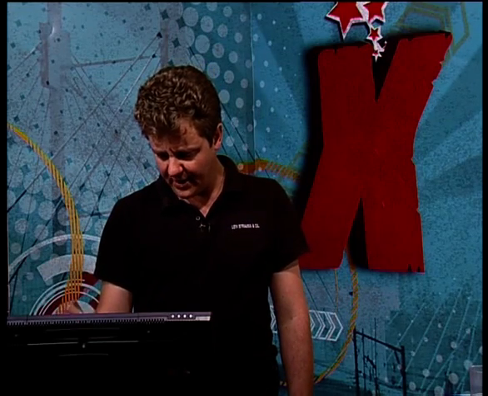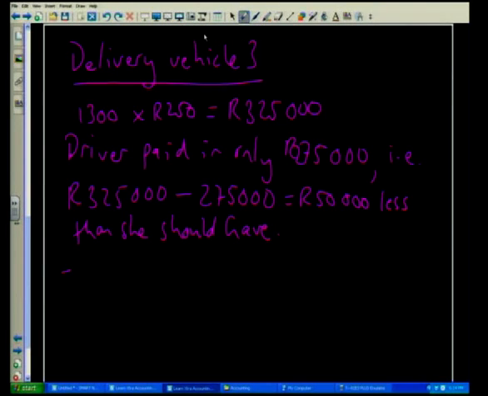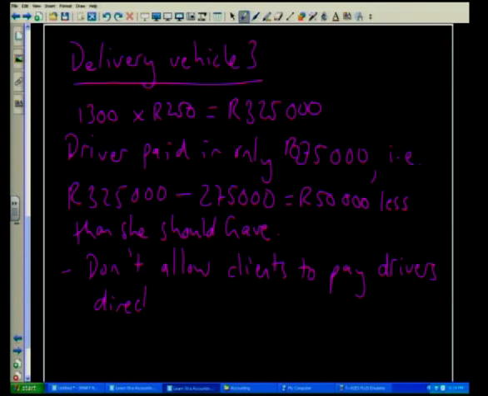So a possible solution here would be something like: don't allow clients to pay drivers directly. So there could be perhaps other ways. Perhaps you could set up an internet banking account where the clients pay the money into the banking account in order to ensure delivery, or you could find some other solution, because 50,000 Rand is a huge amount of money to lose every single time, and it's especially concerning if your employee is being dishonest and fraudulently keeping the money.